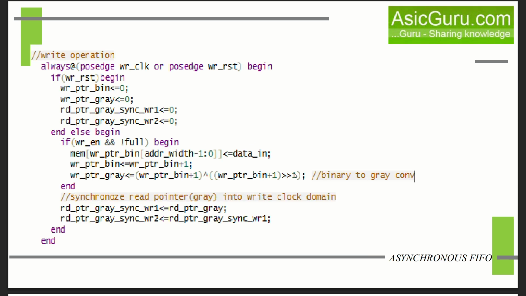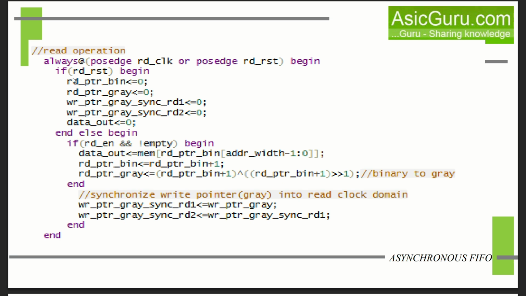Write operation: always at the positive edge of the write clock or the write reset, that is, we have used an asynchronous write reset. When reset comes, we make all our pointers 0. Else if write is enabled and the FIFO is not full, then we store the data into the required address and count +1 to the write pointer binary, and then we convert it into gray. Then we synchronize the read pointer into the write clock domain. That is, first we pass it through the first flop, then to the second flop.